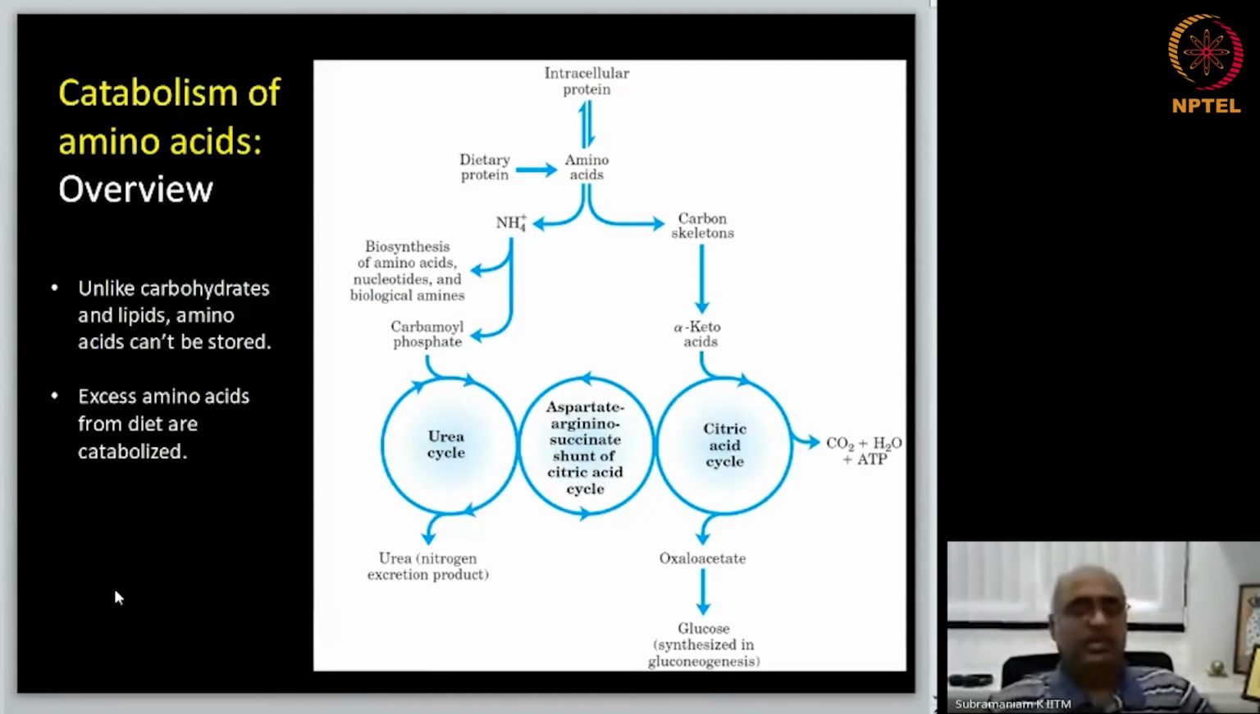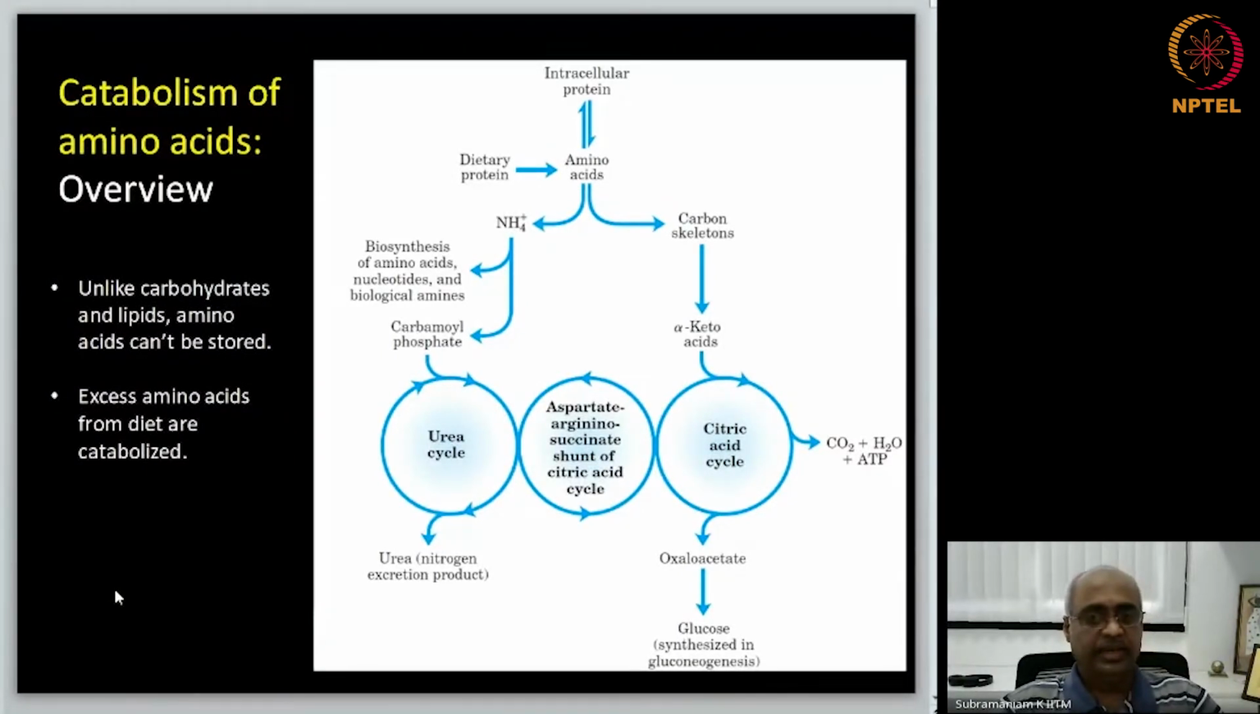So here what we are going to focus on is not what happens to the carbohydrate skeleton part of the amino acids, that is the rest of the amino acid minus the amino group. Our focus is going to be what actually happens to the amino group itself. Okay, catabolism of the amino group is what we are going to focus on.